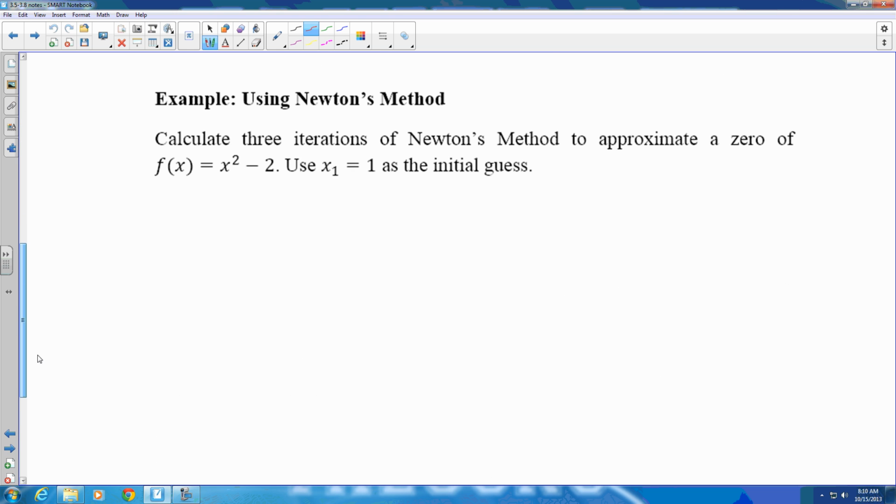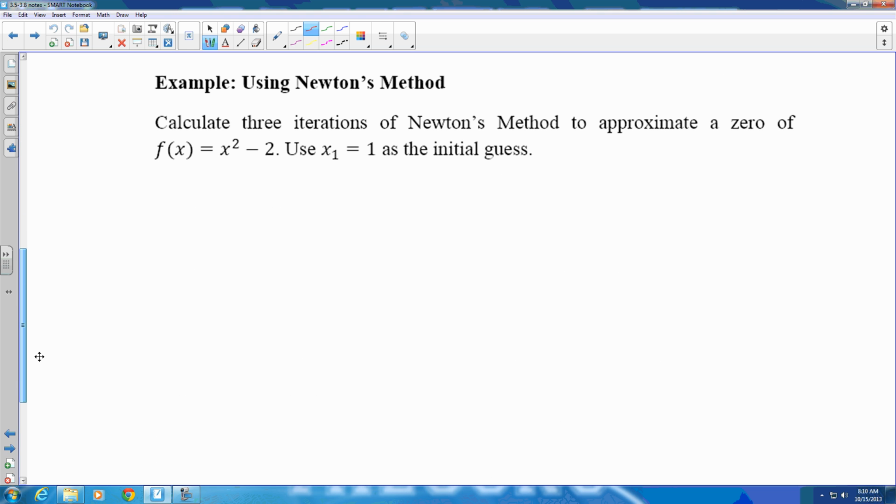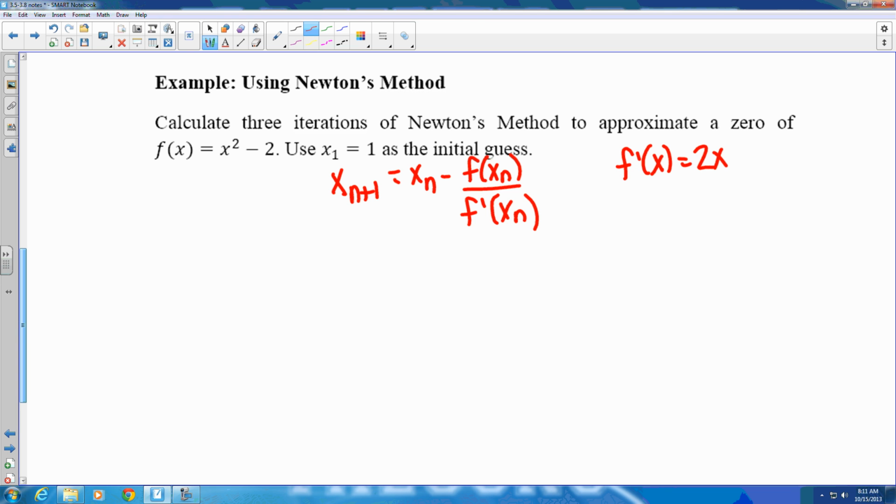So we're going to use Newton's method. We're going to do 3 iterations of Newton's method to approximate a zero of x squared minus 2 using 1 as our initial guess. So I'm going to rewrite the process down here. To find our second guess, we use our previous guess and subtract off the quotient of f of xn over f prime of xn. Now it's helpful off to the side to figure out what f prime is. F prime is 2x, and f is x squared minus 2.